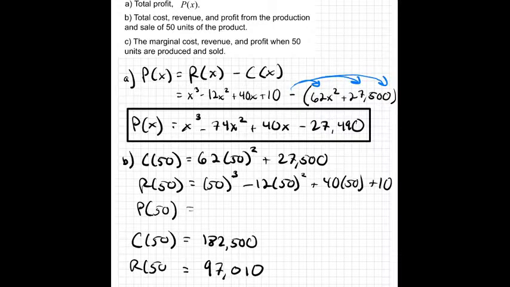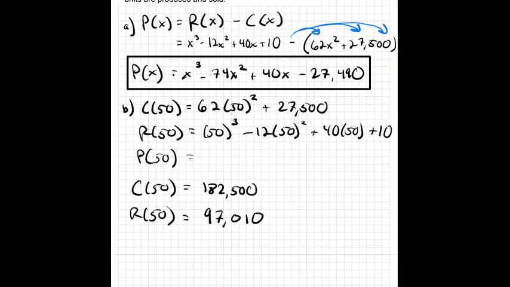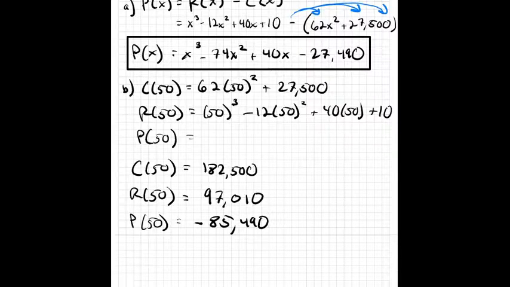So then we're in the red, right? The profit here. Hey Siri, what's 97,010 minus 182,500? It's negative 85,490. Okay, I mean, that could be the case. I'm going to go with it for now. You usually don't want that, but that could be the case. So we're going to let that be. Let me just put this in a box.